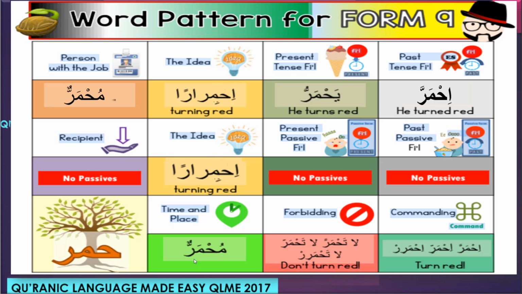And this form is used to denote colors and body defects, and this is always lazim. When wanting to show that the color or defect is extremely prominent, an extra alif is added, converting this to Form 11. Inshallah, we are going to learn about Form 11 in a later lesson. So isfarra, it was yellow. Isfarra, it was extremely yellow.